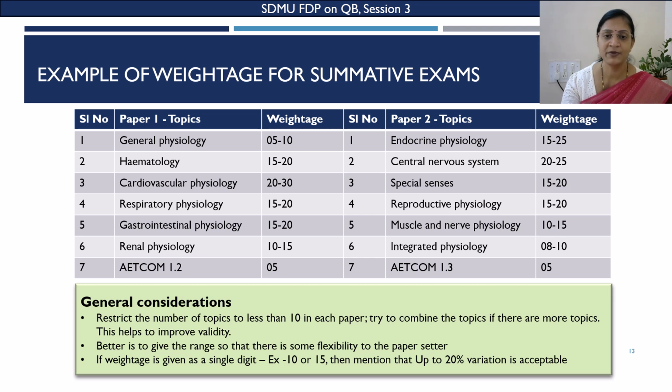Many of the subjects may give a single number as a weightage, like for example 10, 20, 15 like that. So that is also acceptable. You can also give weightage in the form of a range. If you are giving a single digit, then some flexibility has to be given to the paper setter. So you can mention that 15 or 20% variation is acceptable.